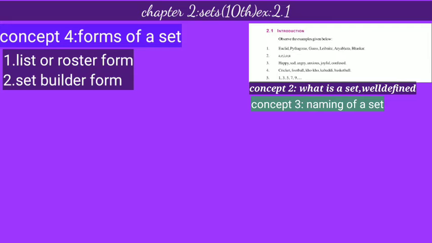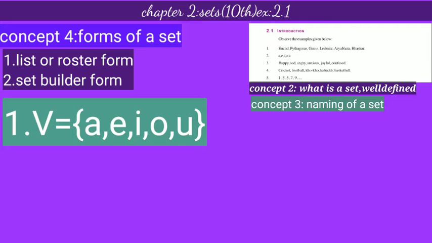For example, suppose we have the set of all vowel letters in the English alphabet. We can write this set in two ways. One is V equal to {A, E, I, O, U}. This way of representing a set is known as roster form. Here we write down all the elements of the set within curly brackets. In this writing of a set, the elements are separated by commas.